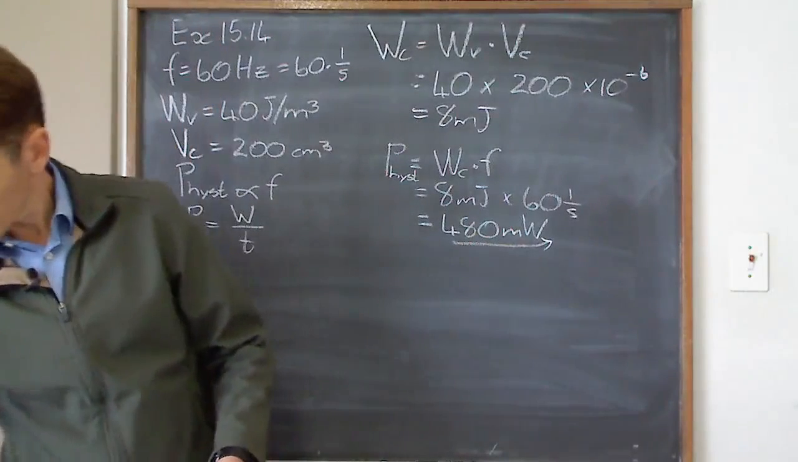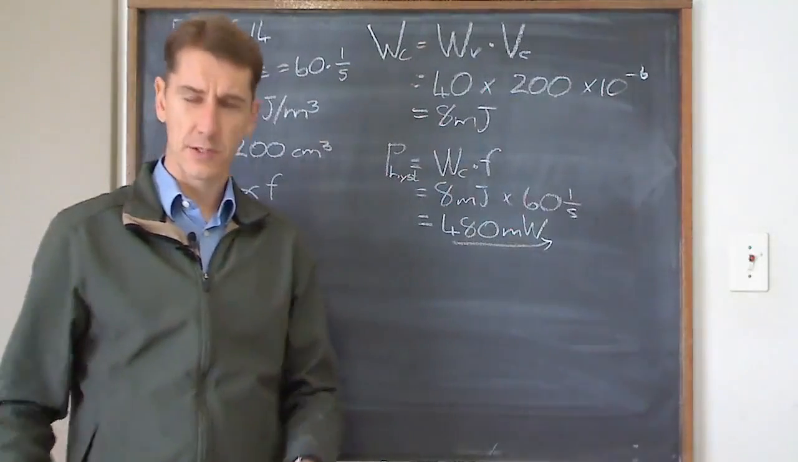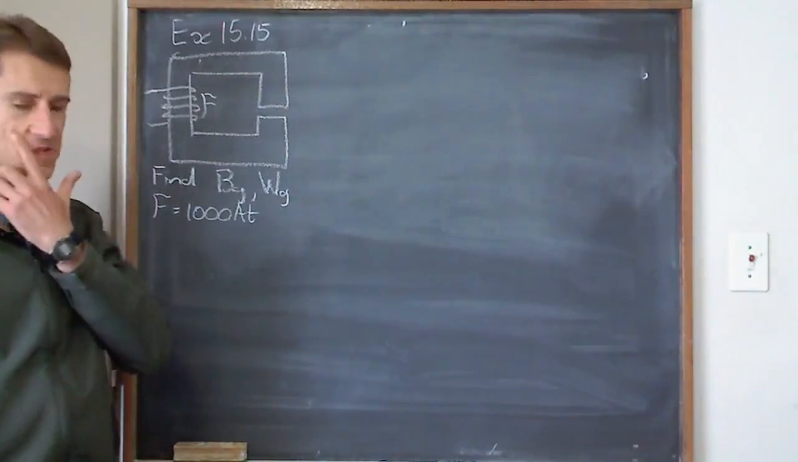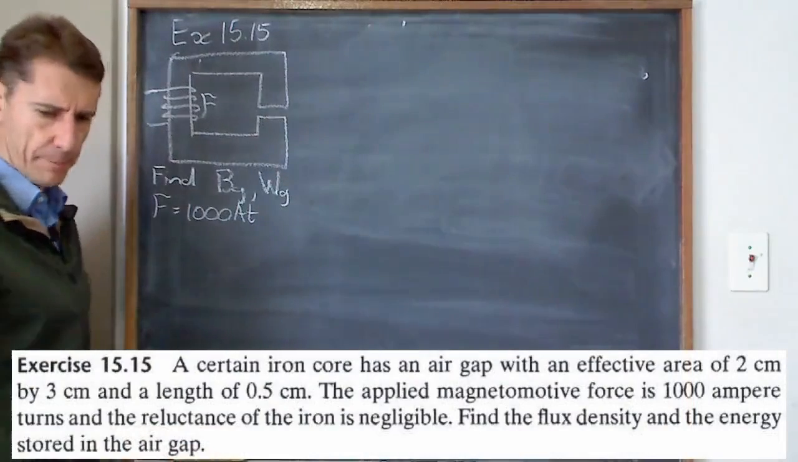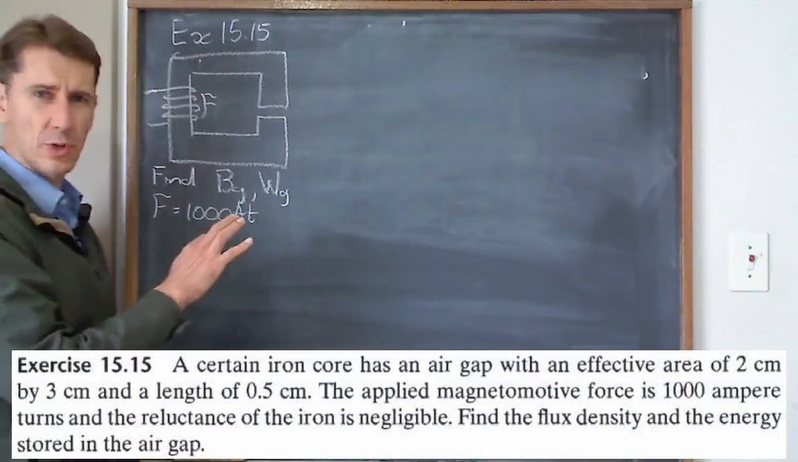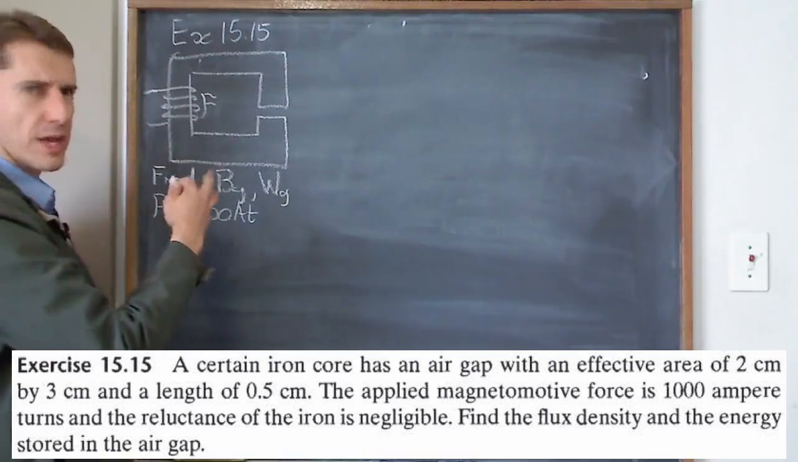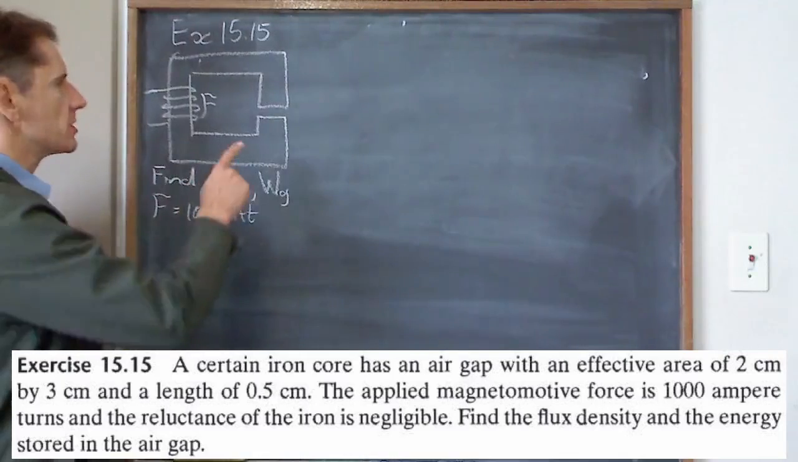Next, I want to go through exercise 15.15. So let me just quickly wipe out here. Exercise 15.15 reads, a certain iron core has an air gap. There's no picture in your textbook, so I've just drawn a core. It could have been donut shaped, I don't know, I just drew a blocky one.